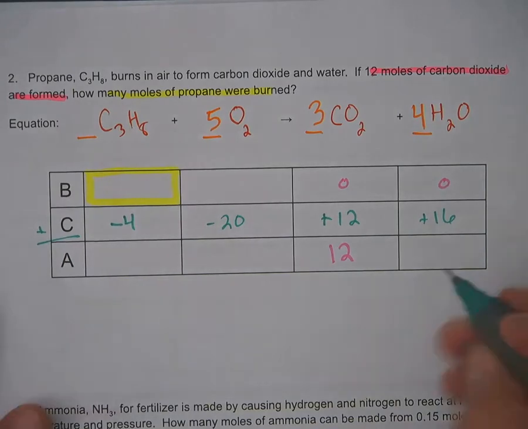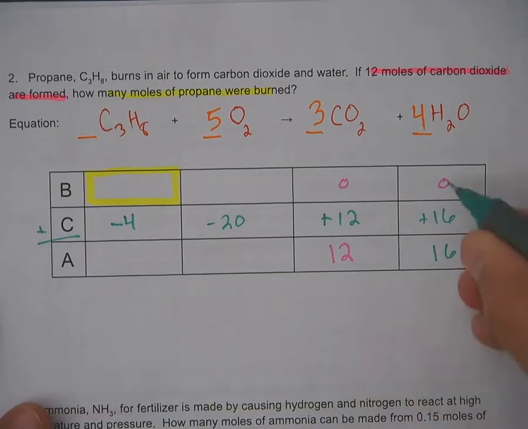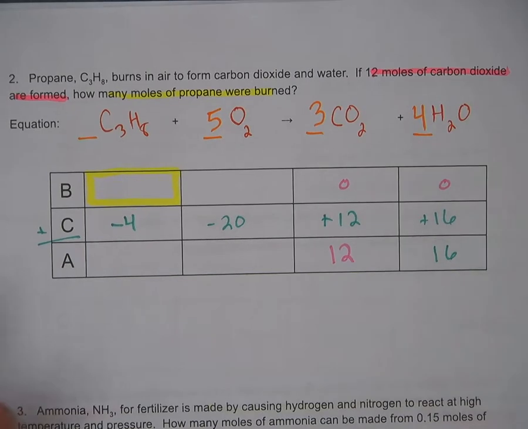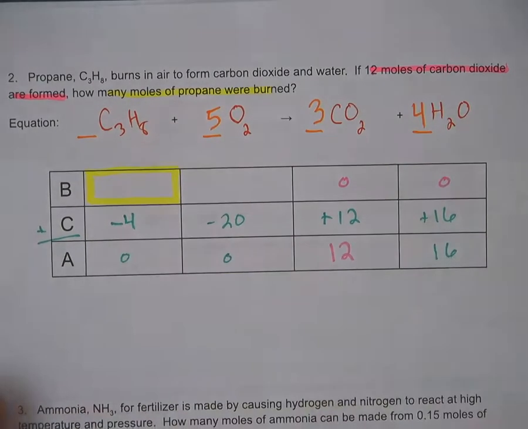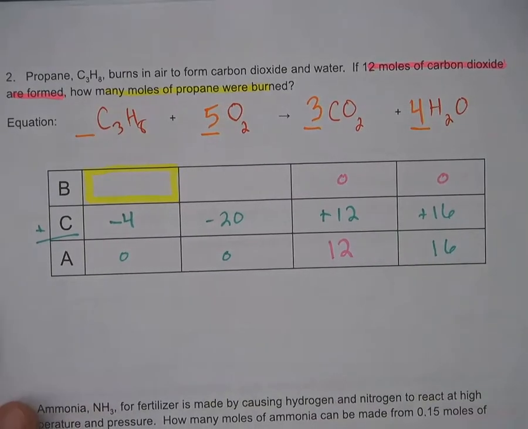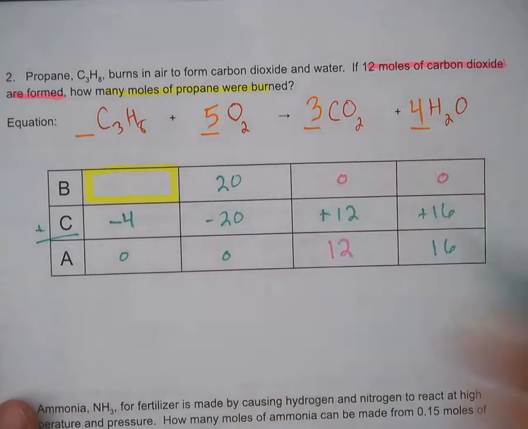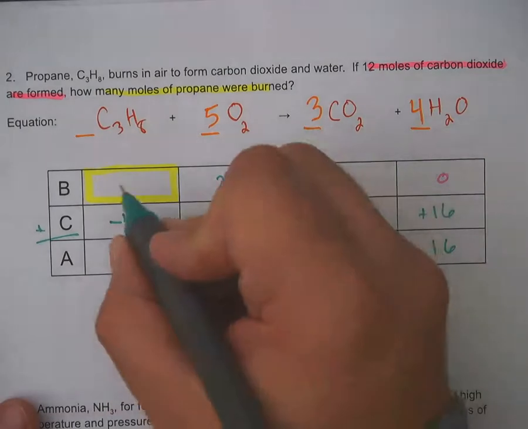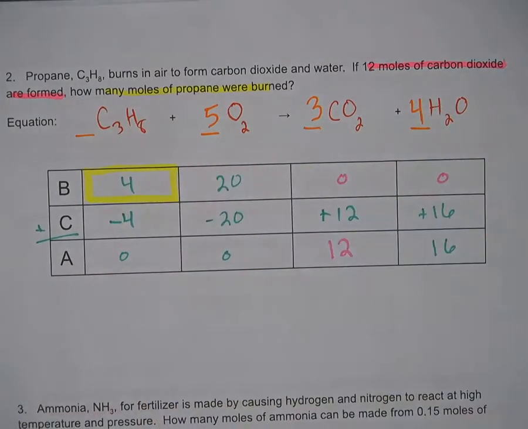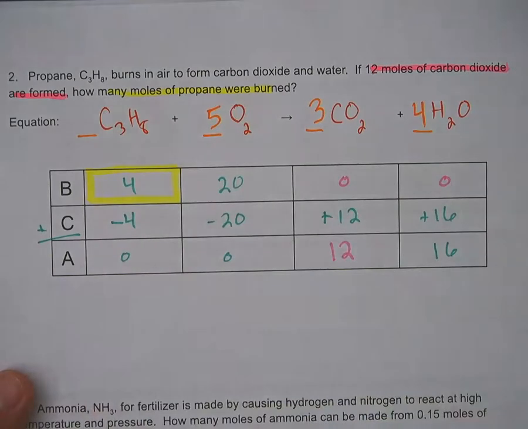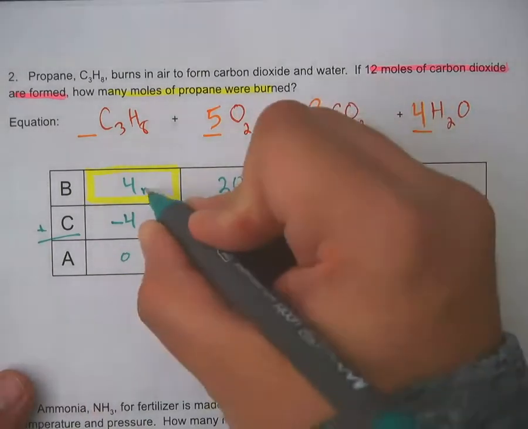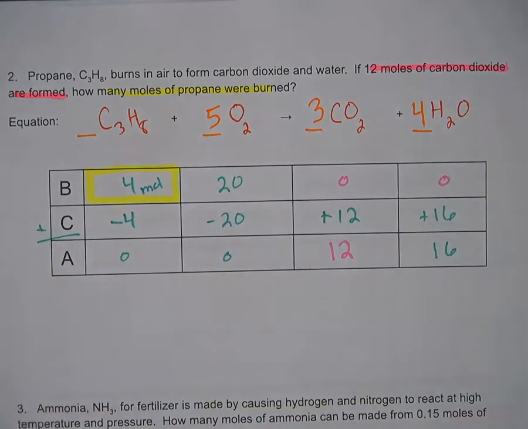Now, if I wanted to fill out the rest of the table, I always add up. 0 plus 16 is 16. Let's say we used all of these materials. Then we're going to have to start with 20 moles of oxygen, and we're going to have to start with 4 moles of propane. We've actually finished answering the question. The question was how many moles of propane were burned? The answer is right there. 4 moles of propane were burned.